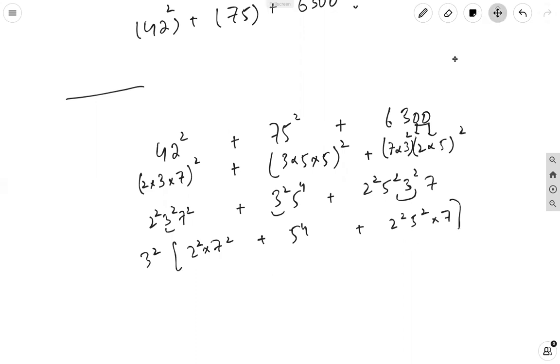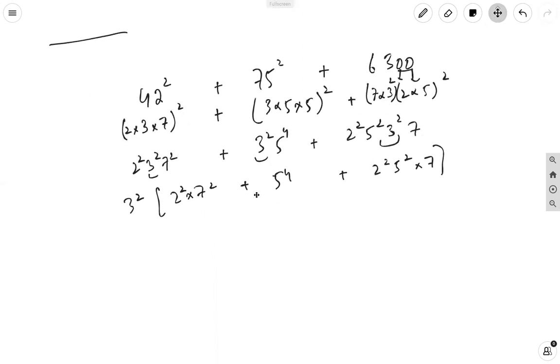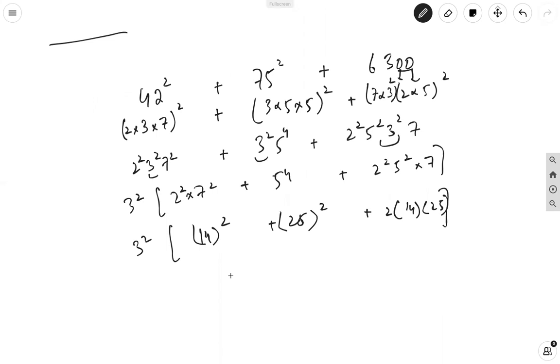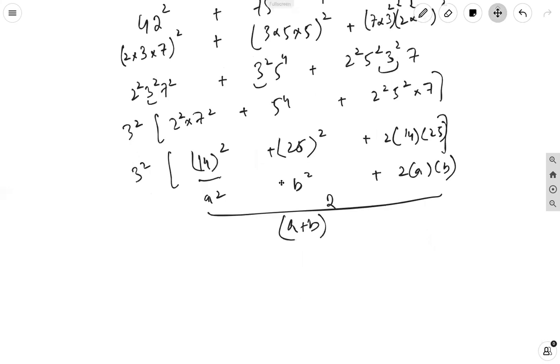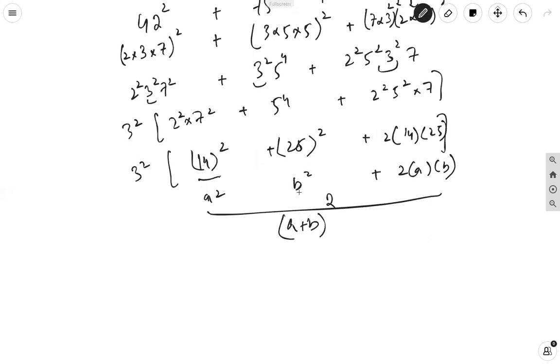Okay, so how do you proceed from this forward? This is basically a plus b whole square. Exactly, inside this is 14 square, this is 25 square, and this is 2 into 14 into 25. This is a square, this is b square, and this is 2 into a into b, right? So this is the formula of a plus b whole square. Everyone got how I came up with this formula?